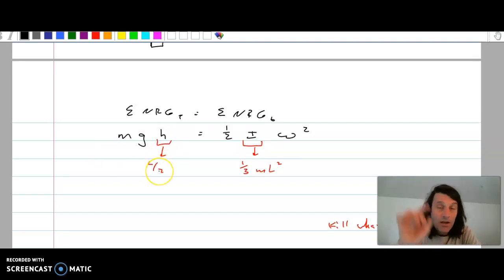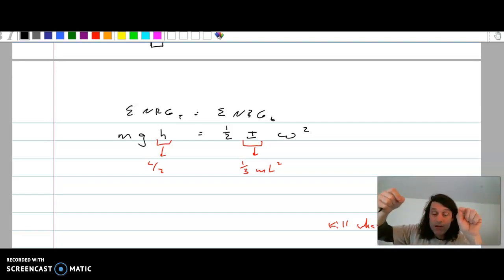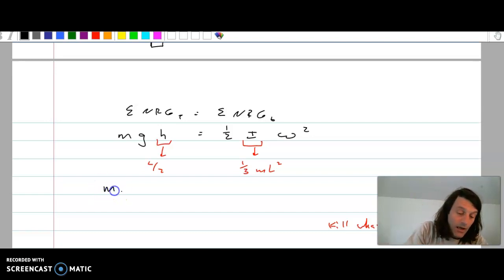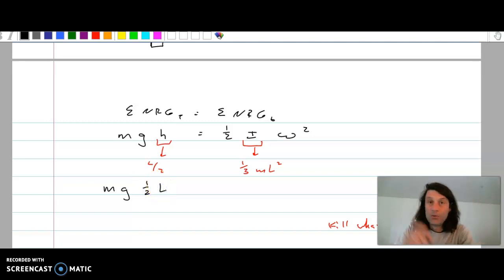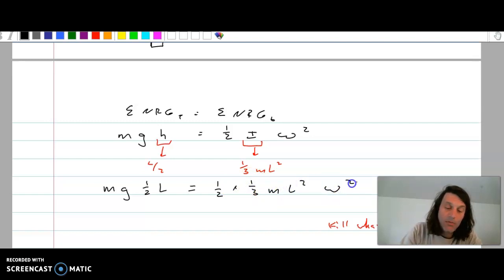Now, mgh, that h again is L over 2. And again, if you don't know it yet, you need to get more familiar with these. The I of a rod that is pivoting about its end is 1/3 ML squared. All right, so what I will do is just rewrite it. This is mg, and I'll write it as 1/2 L. That'll help you visualize what we will end up killing. So this 1/2 is that 1/2. Then I'll multiply that by 1/3 ml squared and multiply that by omega squared.